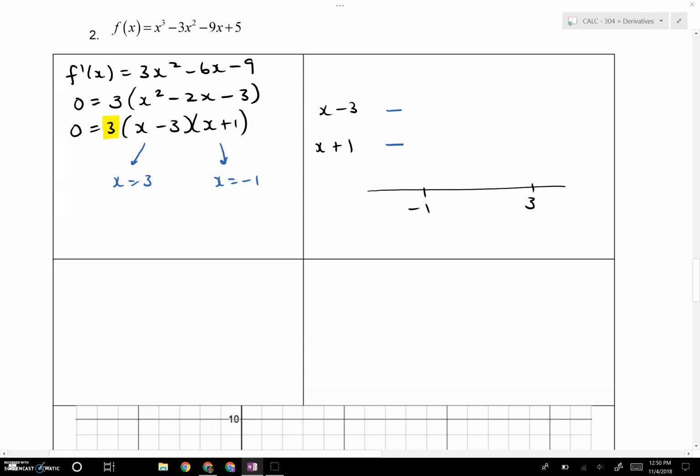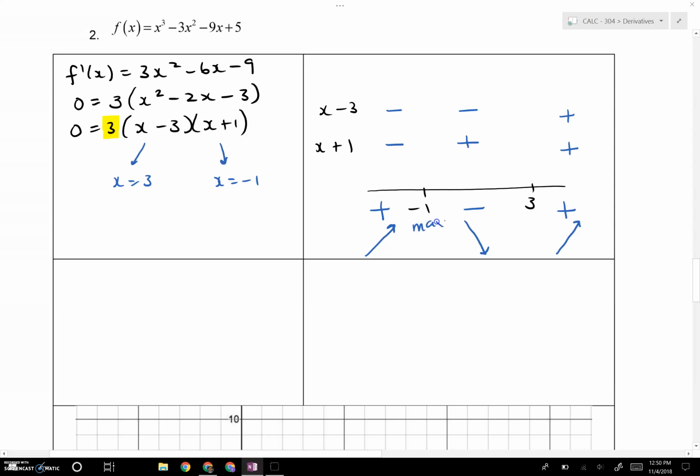Okay, pick a number less than negative 1, negative 2, negative 5, it doesn't matter, so negative and negative. Pick a number in between negative 1 and 3, let's choose 0, negative and positive. Let's choose a number bigger than 3, so let's say 5, positive and positive. So this is positive, negative, positive. This is going up, then down, then up again.